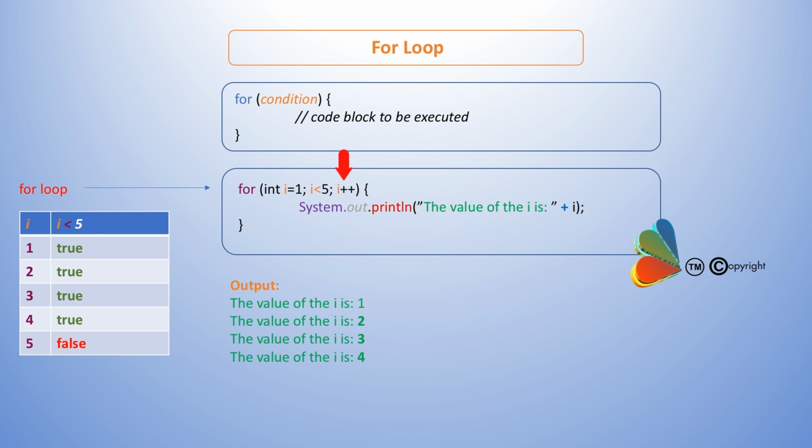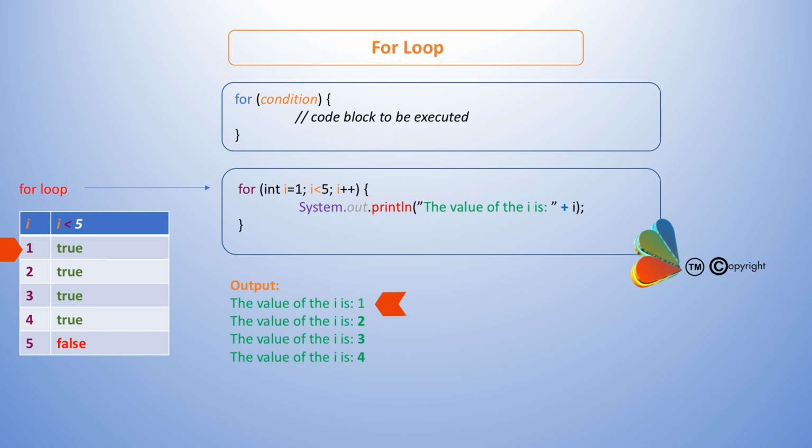Step 3, if the condition is true, inside the for loop, the statement gets executed. The value of i gets incremented. When the value of i equals 1, then it returns true and prints 1.